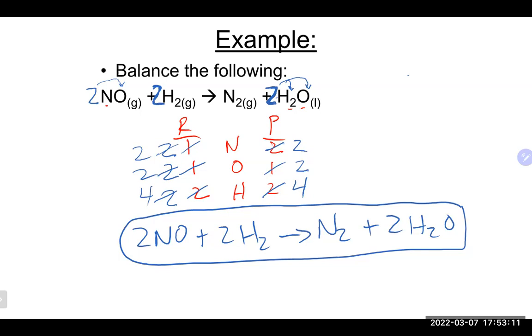Yes, you can, just for our purposes here, we're just balancing. You can translate those down. And you especially should if it says to include the states in a question, like write the balanced equation and also include the states, you should do that. But for our purposes here, we're just balancing at this point. Other questions?